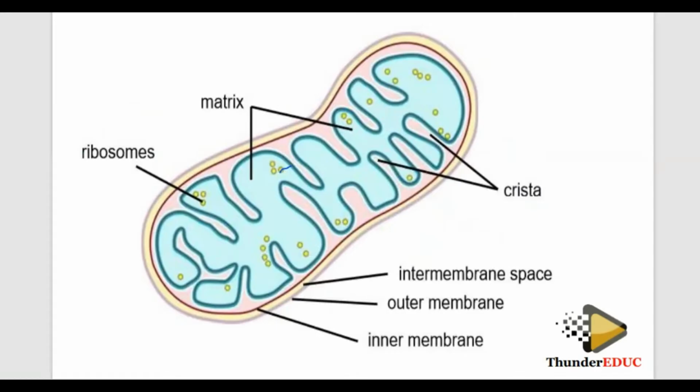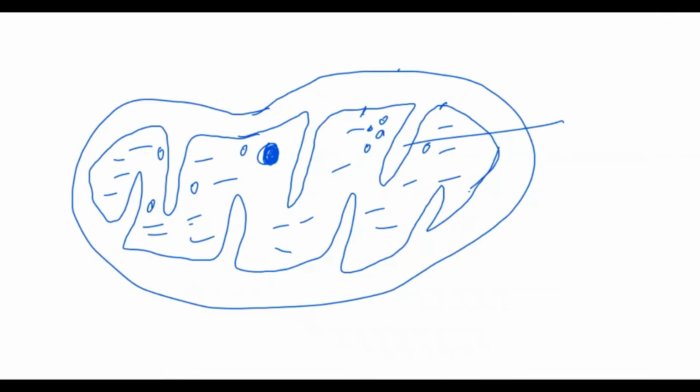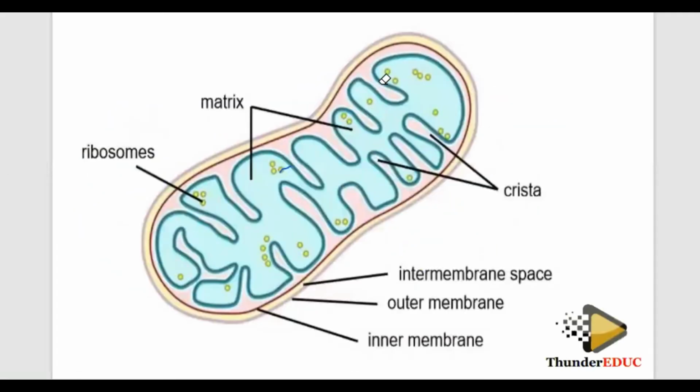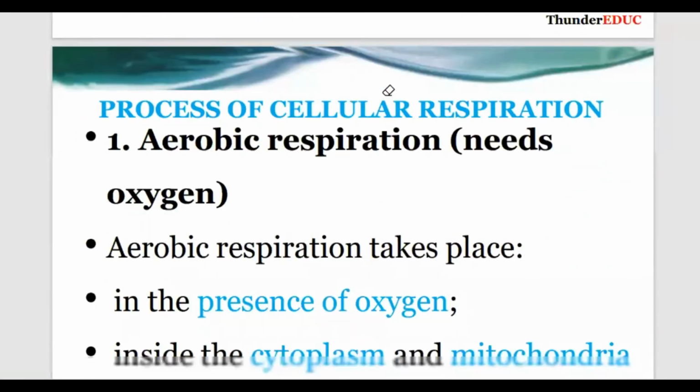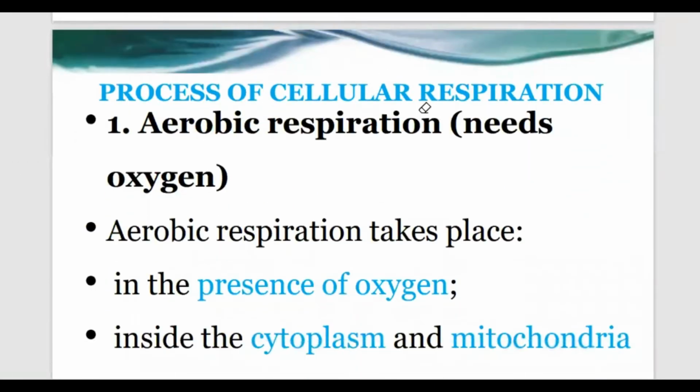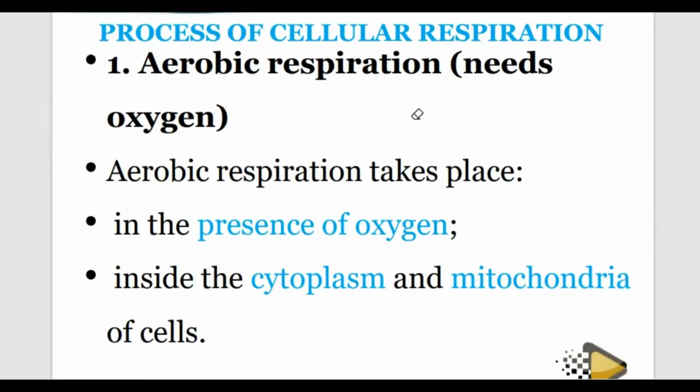Why do you need the structure of the mitochondrion? It is because when you talk about the Krebs cycle, oxidative phosphorylation, and glycolysis, the processes which are involved in respiration, we have to know where exactly these processes are taking place. So basically, that is what you are supposed to understand better. Let's look at the process of cellular respiration. We said that the process of cellular respiration involves two processes.